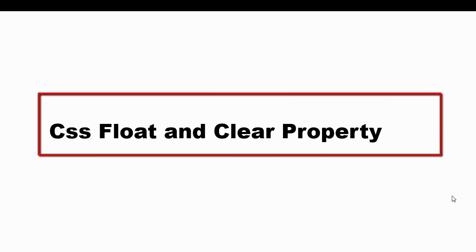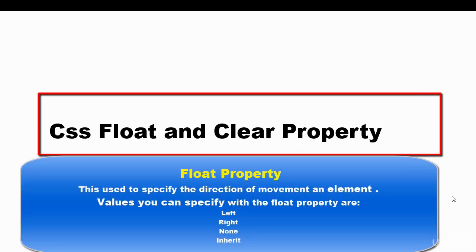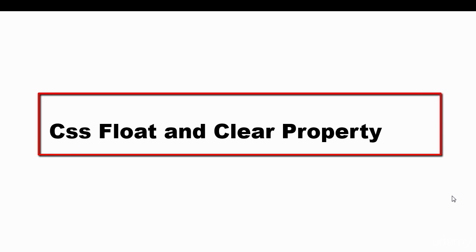In this video we will be experimenting with two properties, the float and the clear property. The float property is used to specify the direction of movement of an HTML element. The values you can specify using the float are left, right, none, or inherit. Left means you want the element to float left. Right means you want the element to float right. None means you want no float. Inherit means inherit the float from the container or the parent element.